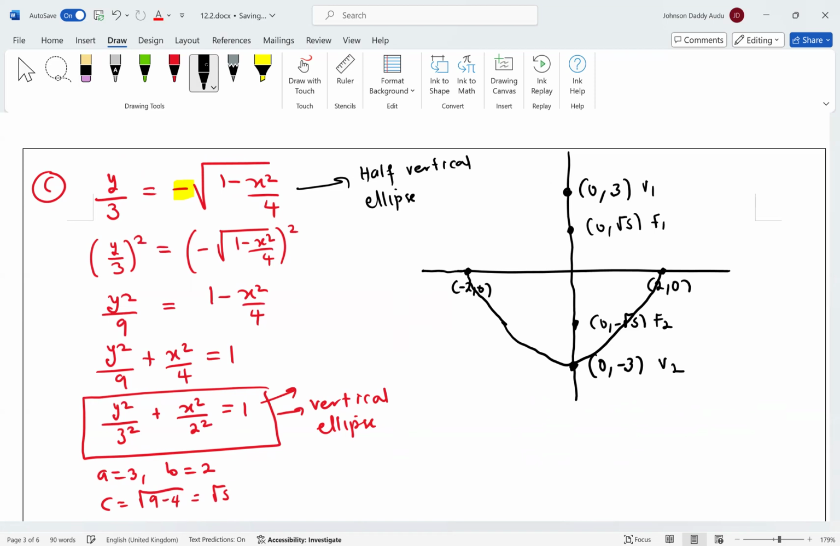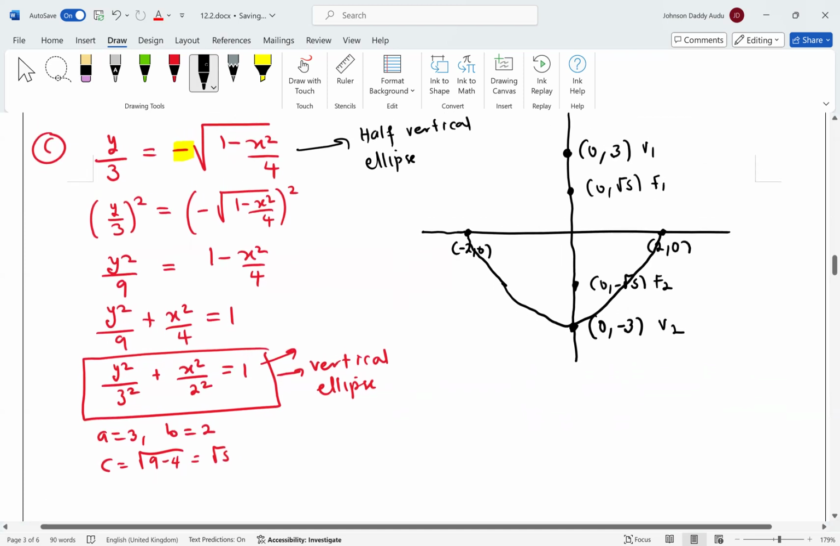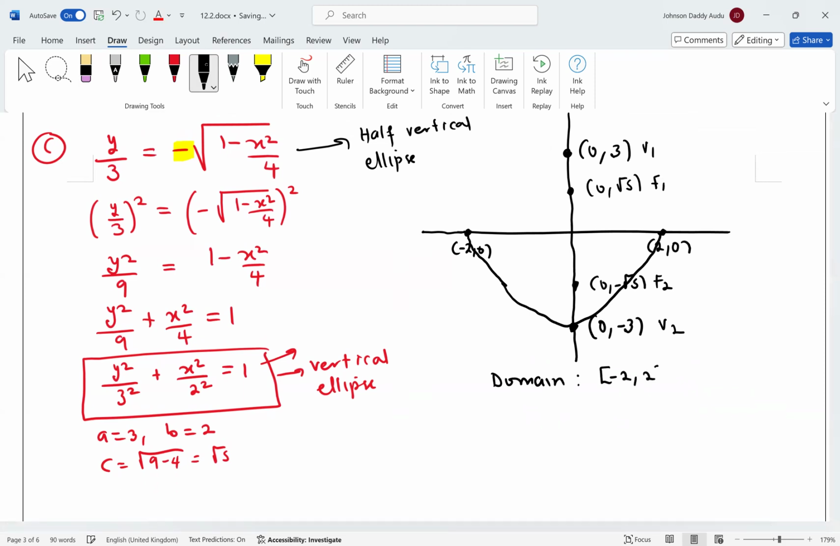Okay. And then we can still find everything we want. We can find our domain. But now you see the domain is still going to be minus 2 to 2. But the range now will change. Our range is just going to be from minus 3 to 0 because it's not complete. So you cannot take minus 3 to 3.